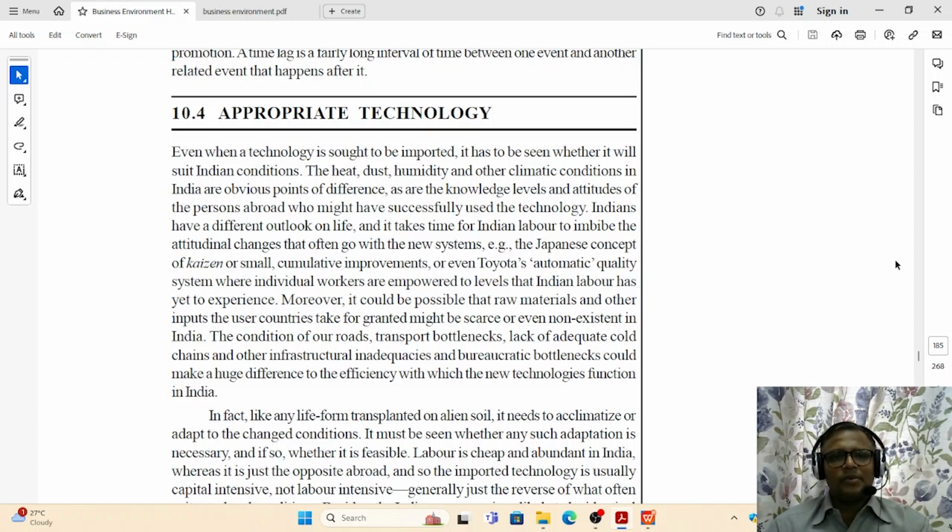For example, the Japanese concept of Kaizen, or small cumulative improvements, or even the Toyota automatic quality system, where individual workers are empowered to levels that Indian laborers have yet to experience. Moreover, it could be that the raw materials and other inputs that the user countries take for granted might be scarce or even non-existent in India.